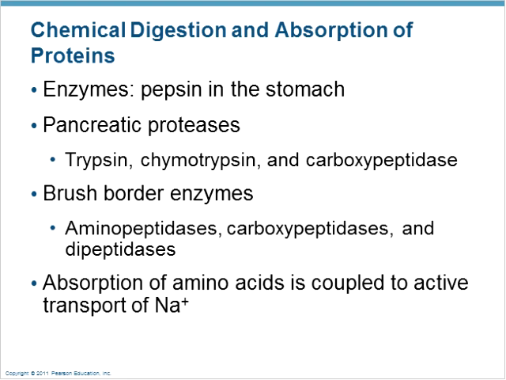Enzymes, chemical digestion and absorption of proteins. Enzymes include pepsin in the stomach, and then pancreatic proteases, which include trypsin, chymotrypsin, and carboxypeptidase. We also have brush border enzymes, which are aminopeptidases, carboxypeptidases, and dipeptidases. It's the absorption of amino acids which is coupled to active transport of sodium.